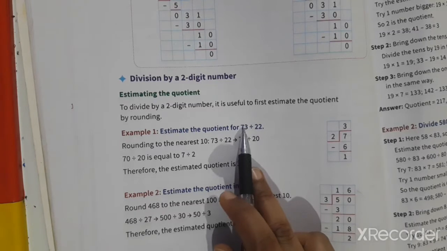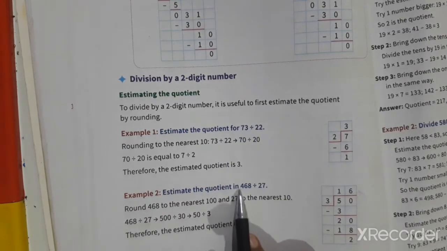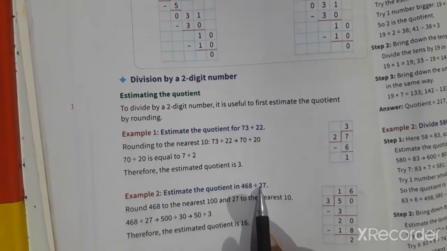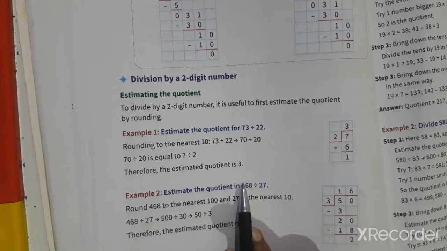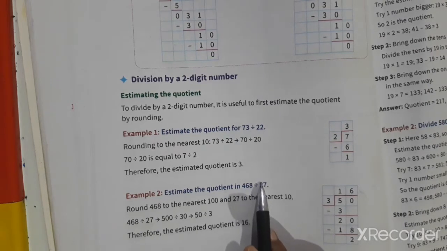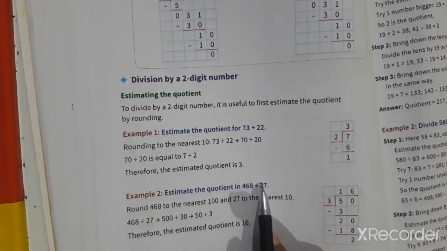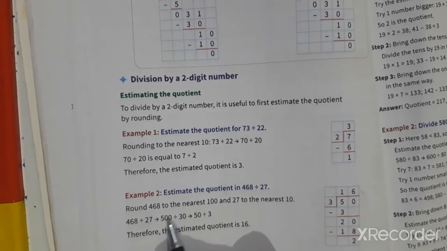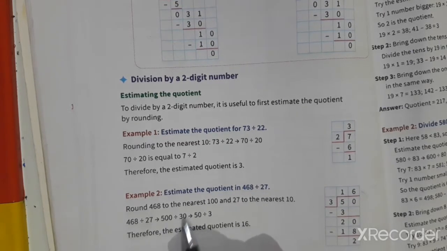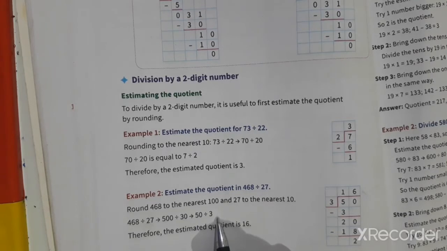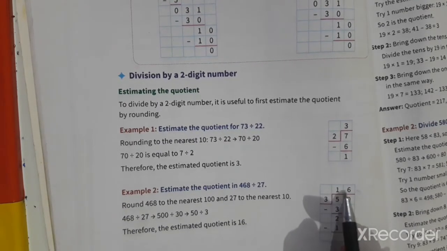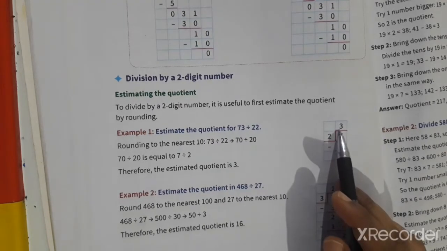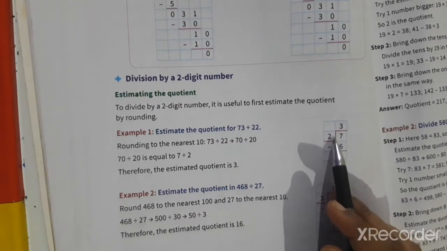Here we round off the first number, at the 100 place. And here the tens place. 468 divided by 27. So 468 we have to round off. 4 is rounded, so it becomes 500, and 27 rounded, we round to 2, so it becomes 30. 500 divided by 30, the 0 cancels, so it becomes 50 divided by 3. After division the answer is 16. So the rounded quotient, the estimated quotient, is 16.